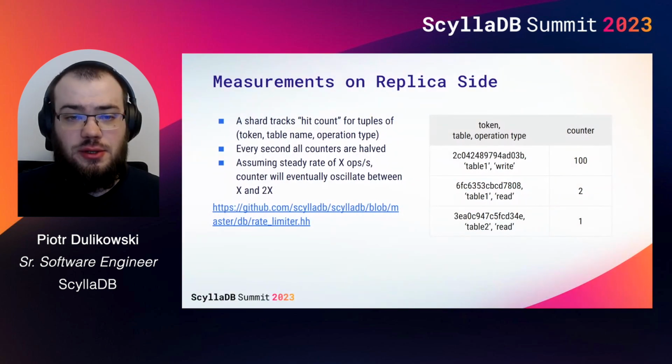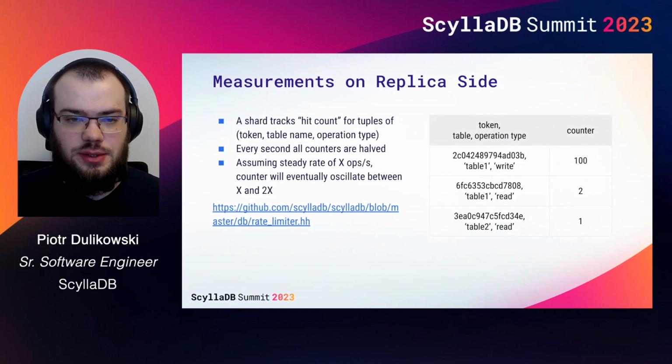Let's zoom in on a single replica and see what is actually being measured. Each shard keeps a map of integer counters indexed by token, table and operation type. When a partition is accessed, the counter relevant to the operation is increased by 1. On the other hand, every second we cut every counter in half, rounding towards 0. Due to this, it is a simple mathematical exercise to show that if a partition has a steady rate of requests, then the counter value will eventually oscillate between x and 2 times x, where x is the rate of requests per second.